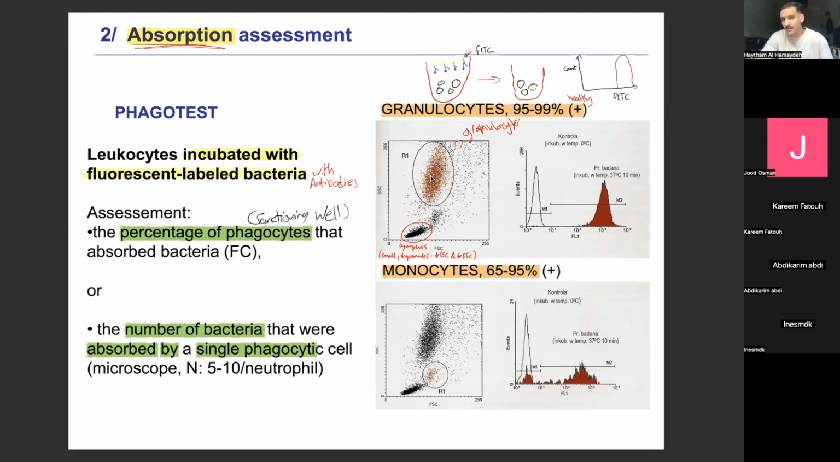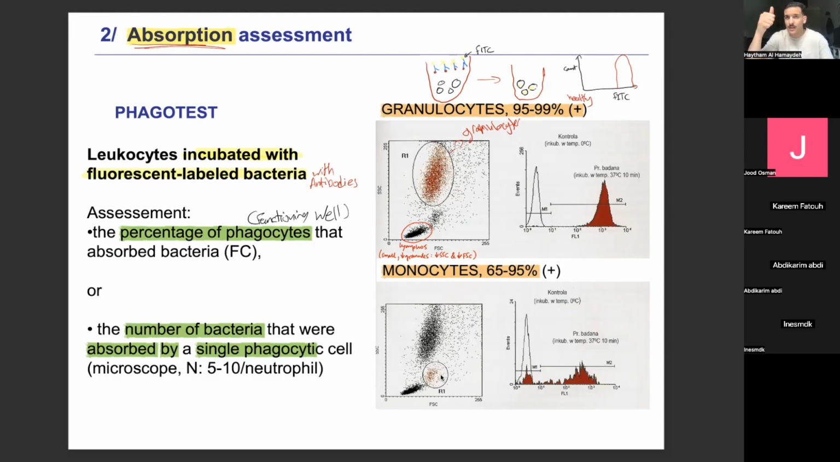Hence, analyzing them, we can see that they have actually phagocytosed the bacteria. In this case, we are analyzing only monocytes, and they are also fluorescent because they have bacteria in them. And so we know that they actually phagocytosed the bacteria, okay? So this is a phago test.